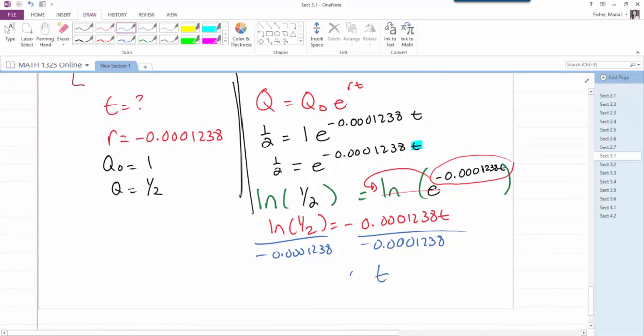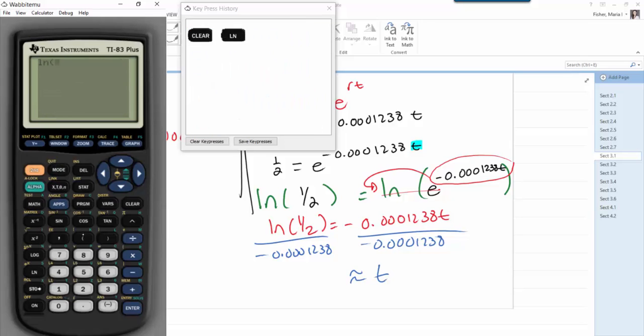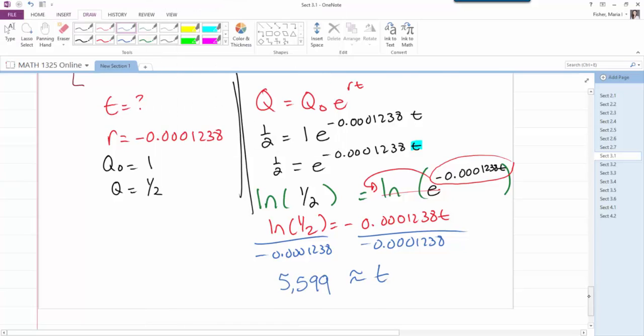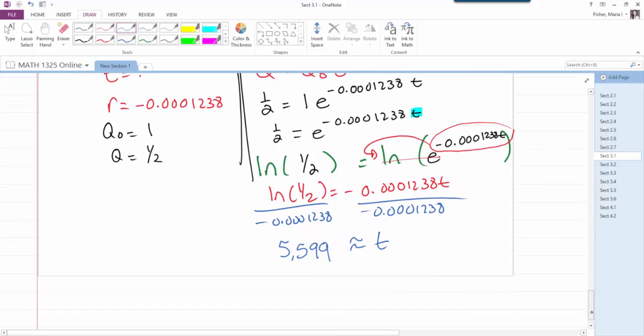And then t is going to be approximately, and again we're going to do this in a calculator, the natural log of a half divided by -0.0001238 is equal to 5,599, and let's round to the nearest year here, so 5,599 years. So how long will it take a certain amount of carbon-14 to decay to half the original amount? About 5,599 years. That's it for section 3.1.